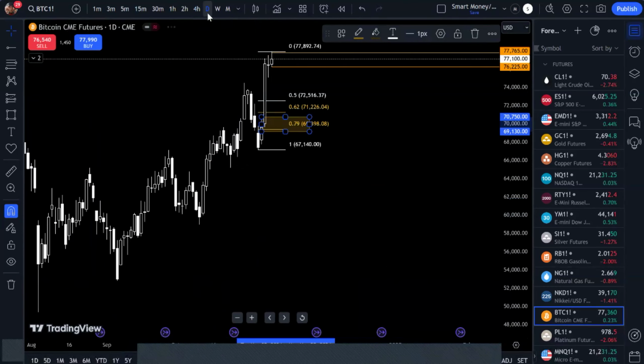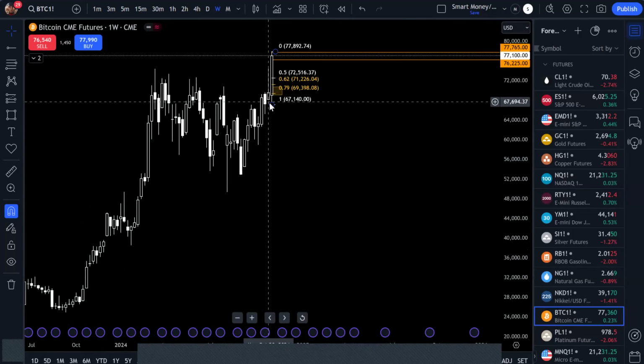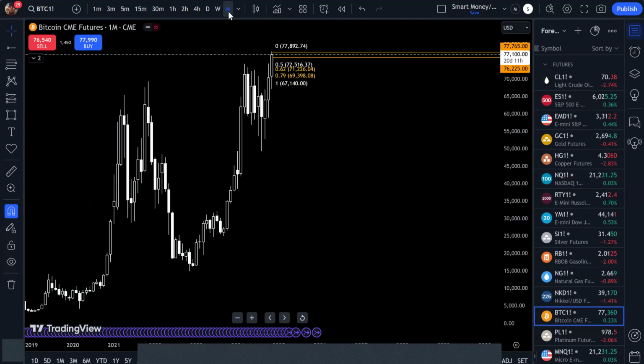Let's see what the daily looks like. We got these sweeps up here on the daily as well. And we are bullish as well. We're respecting these lows. All right. The weekly, we had a sweep right here and then it shot up. So yeah, I'm expecting Bitcoin to continue up.